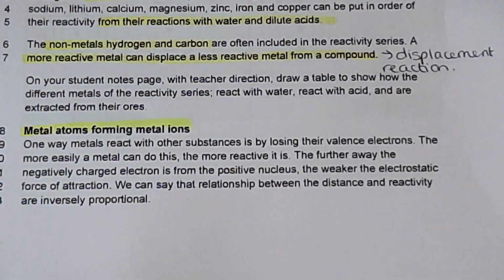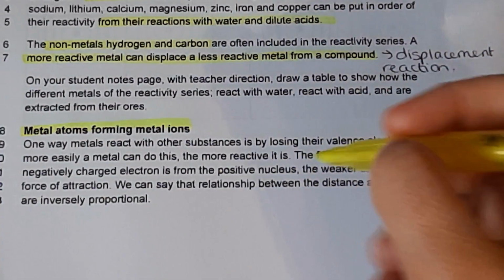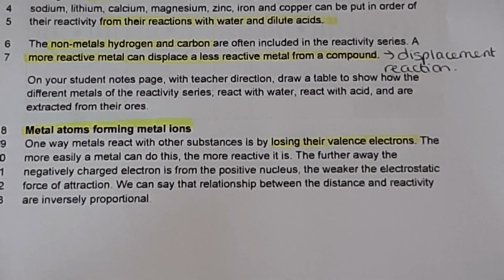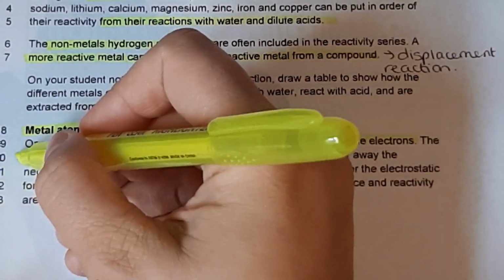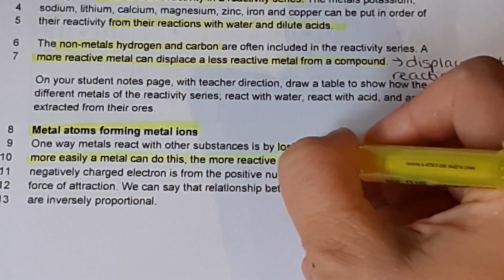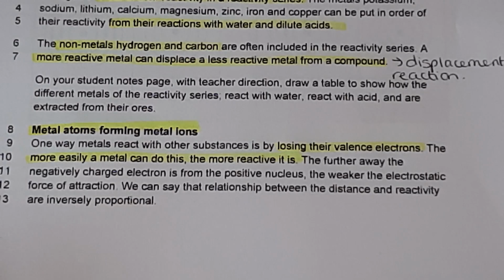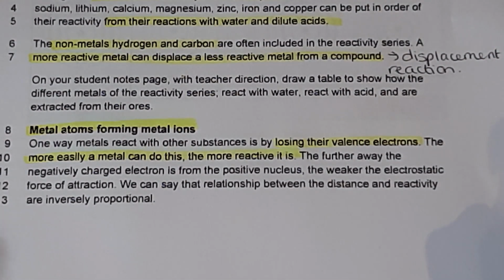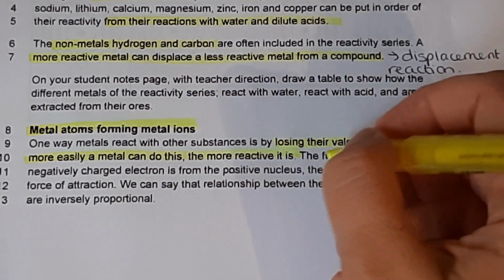So one way that metals react with other substances is by losing their valence electrons. So the more easily a metal can do this, the more reactive it is. And we talked about reactivity in terms of the size of the atom. So the further away the negatively charged electron is from the positive nucleus, the weaker the electrostatic force of attraction.